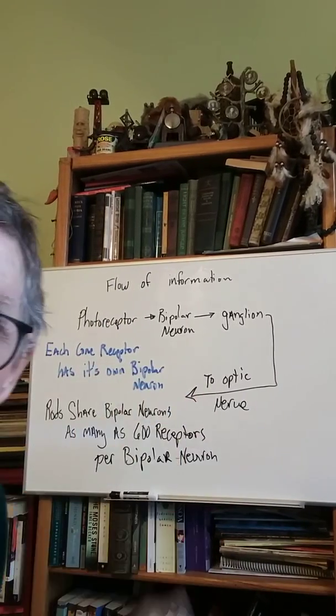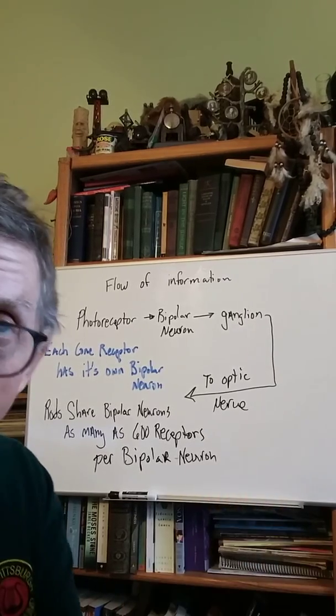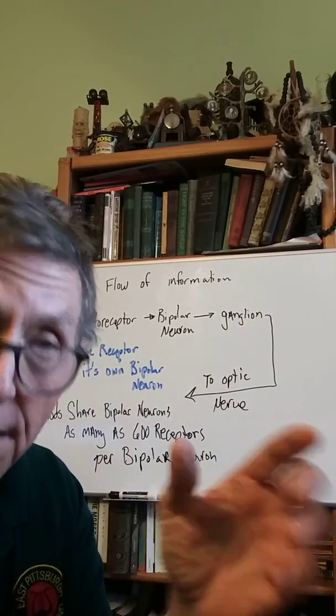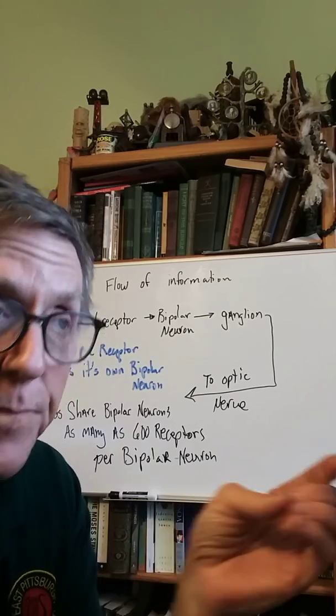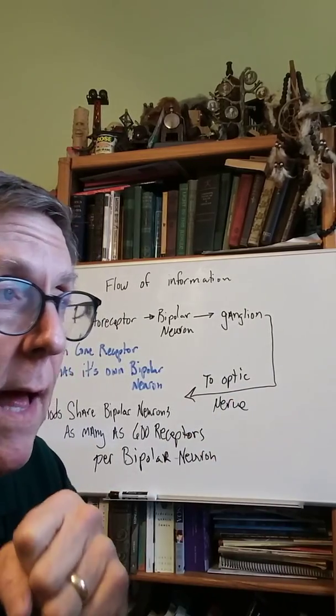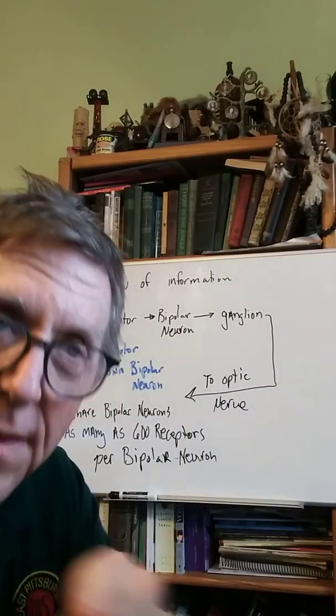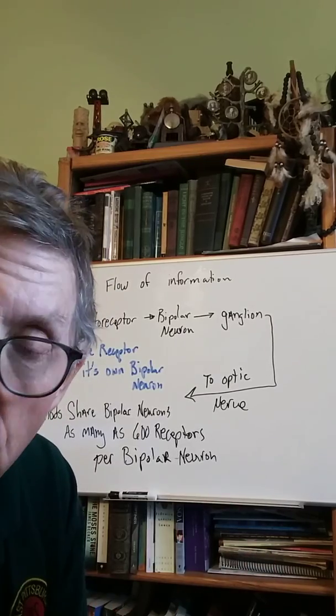So we have advantages to both of them. You can see color with the cones, which we'll talk about how that works in a minute. And you also can see detail, but you can't see well in very low light conditions.